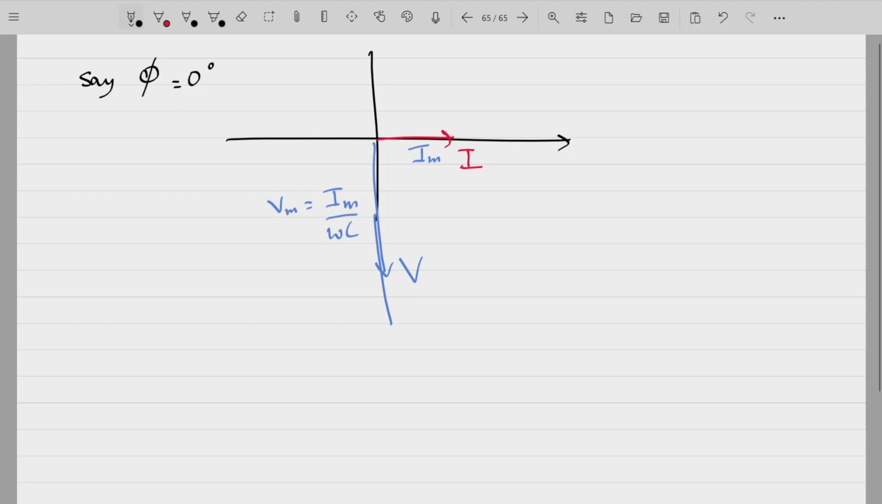Because the practical values of C are in microfarads. The highest capacitance that we actually know is 1 farad. Capacitance values are in microfarads, so it will be of the order of 10 raised to -6. When that goes into the denominator, again the magnitude of V will be much larger as compared to Im.